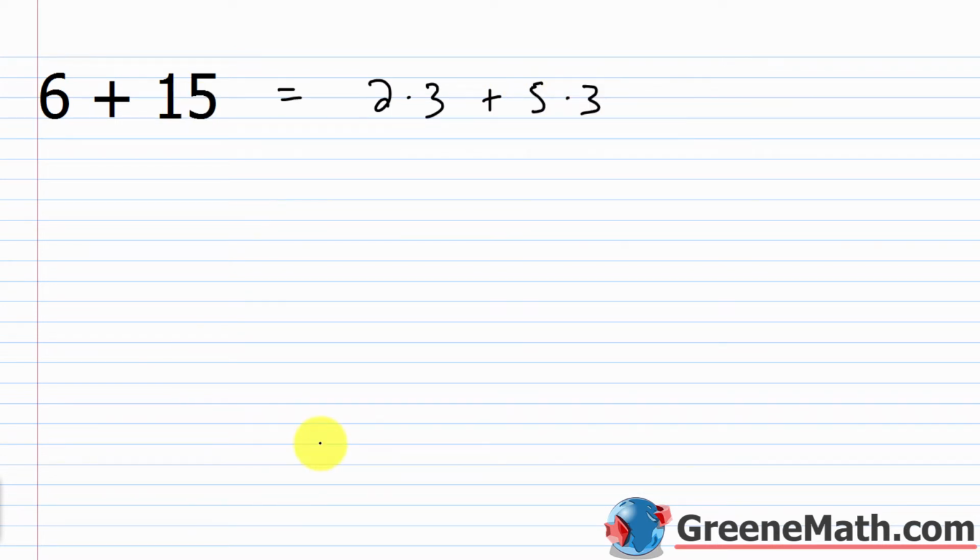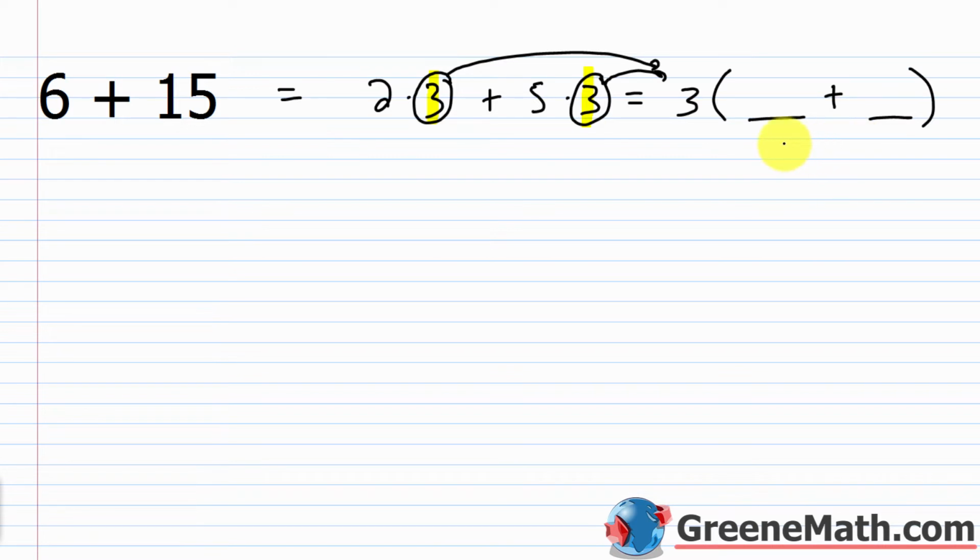All we're doing is we're just kind of reversing the distributive property. Notice that I have a 3 that's common to each, right? 3 is the greatest common factor between 6 and 15. All I'm going to do is pull that 3 outside of a set of parentheses. So 3 goes here. And then in these spaces, I'm just going to have what's left. I pulled out a 3 here, so I'm just going to have a 2 that's left. I pulled out a 3 here, so I'm just going to have a 5 that's left.